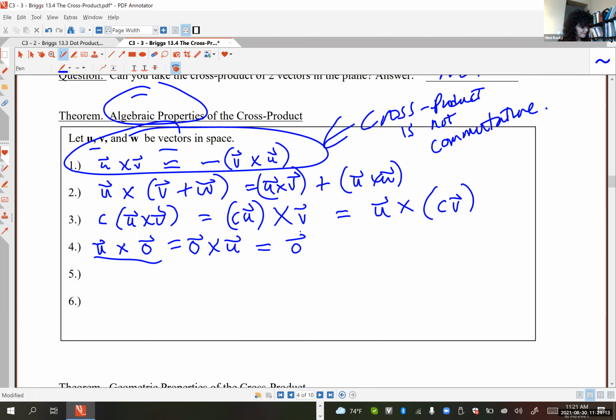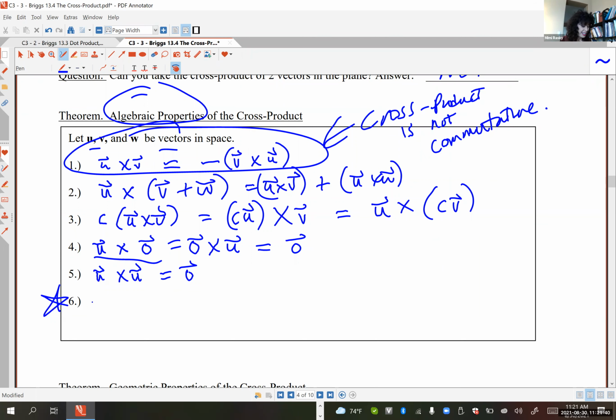Okay. And we already saw the answer to number 5. What happens when you take the cross product of a vector with itself? You always get the 0 vector. Perfect. And then last but not least, I'll put a little star by this one because it's weird. You'd never guess this one.